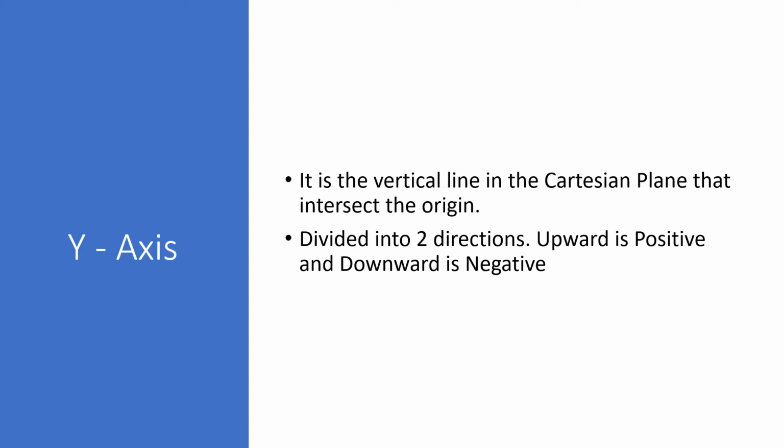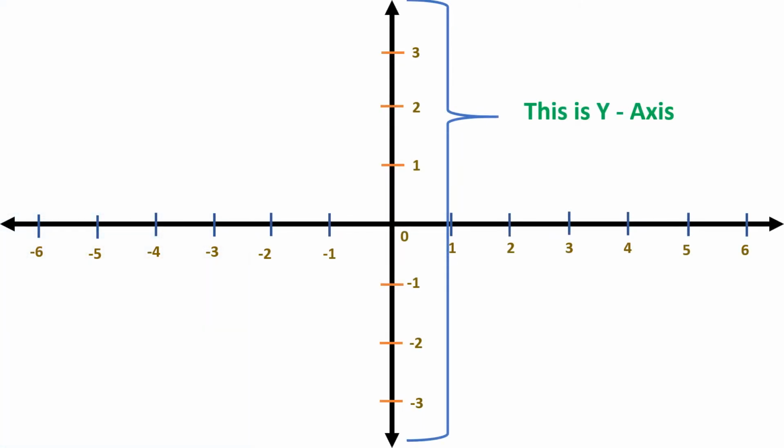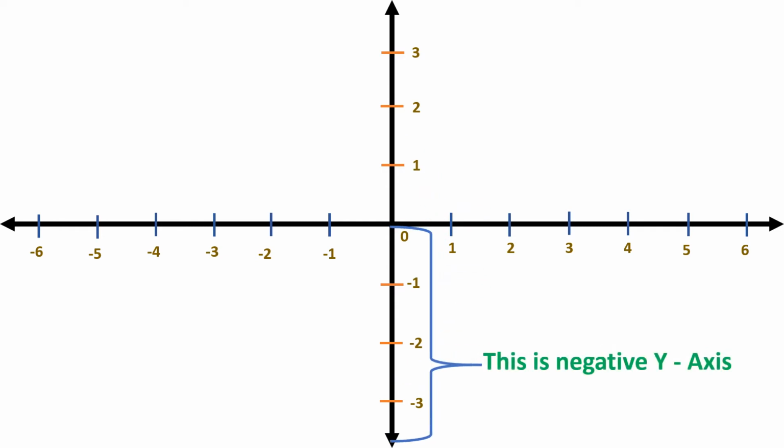Another line is known as the y-axis. It is the vertical line in the Cartesian plane that intersects the origin. It is divided in two directions: upward is positive and downward is negative. This is the y-axis, the vertical line. This is the positive y-axis, from the origin going up. This is the negative y-axis, from the origin going down.